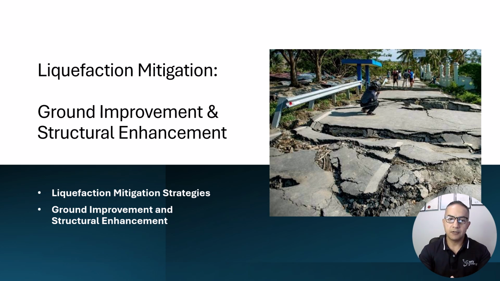Today we'll be discussing liquefaction mitigation strategies, focusing on two main approaches, ground improvement and structural enhancement. As you can see from this image, the impact of liquefaction can be devastating, causing significant ground failure and damage to infrastructure.